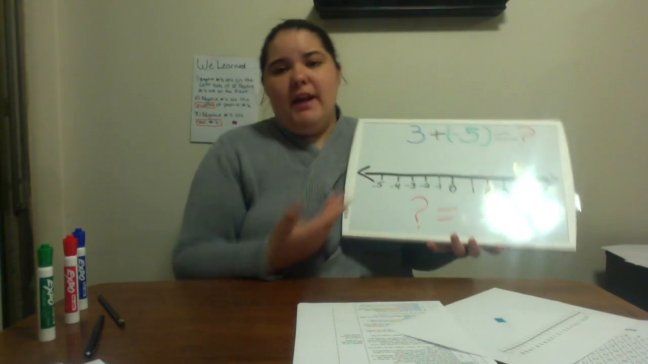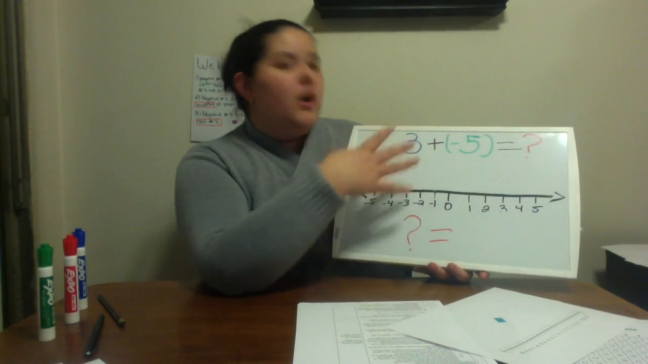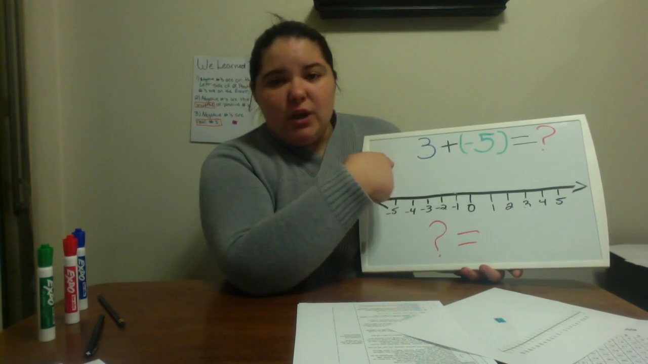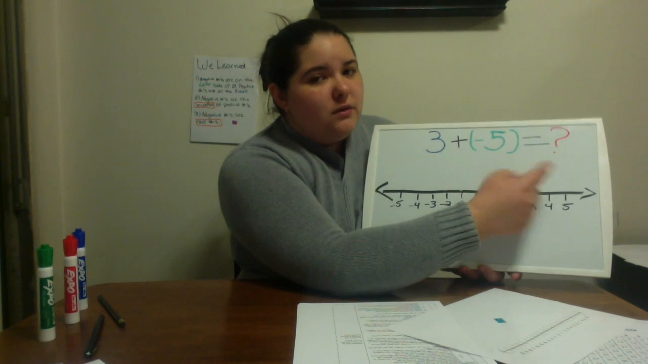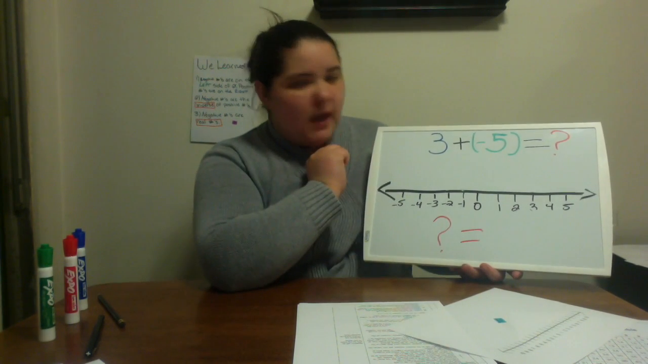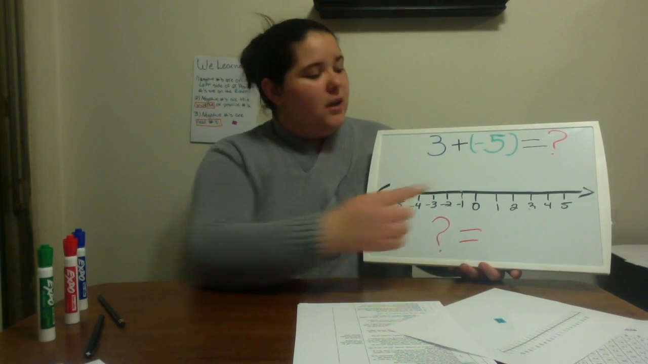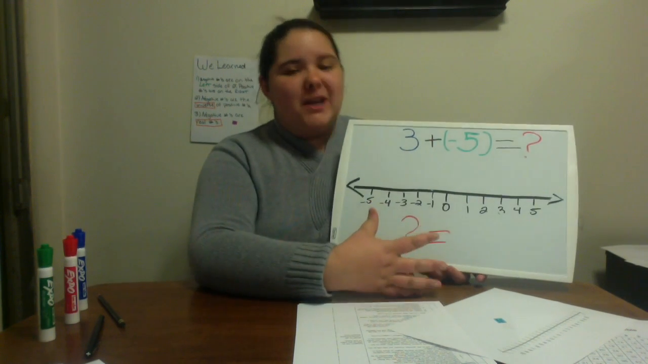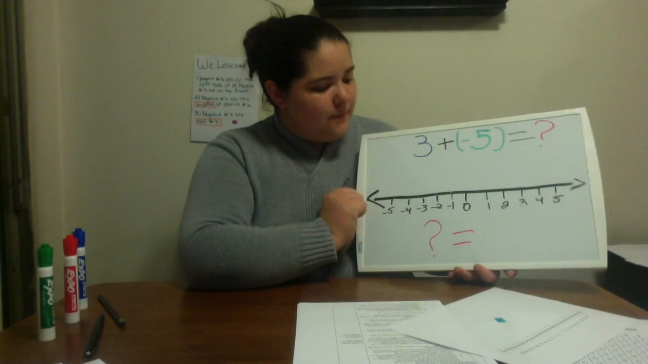So I already had my number line printed up, or I wrote one out on the whiteboard for us. And I used the equation 3 plus negative 5 equals, and then the question mark, okay? Everybody see where we are? Okay, so we're going to make sure that we keep our colors the same to help us stay on track and keep everything organized.